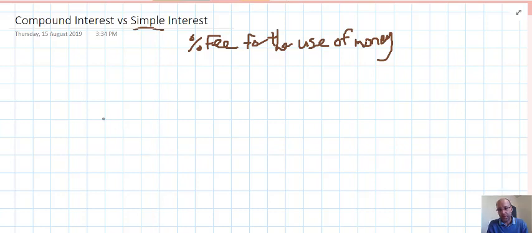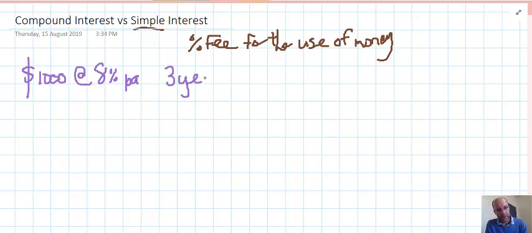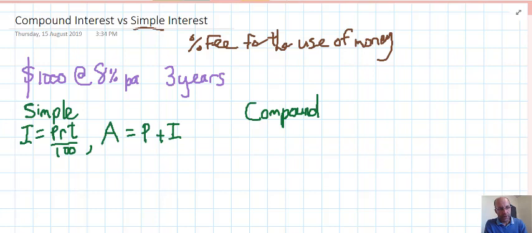So let's start with a scenario, and we'll keep it easy. Let's say you are borrowing $1,000 at 8% interest per annum, meaning per year, and the term is over 3 years. We're going to look at how the interest you owe increases as time goes by, comparing simple and compound together.